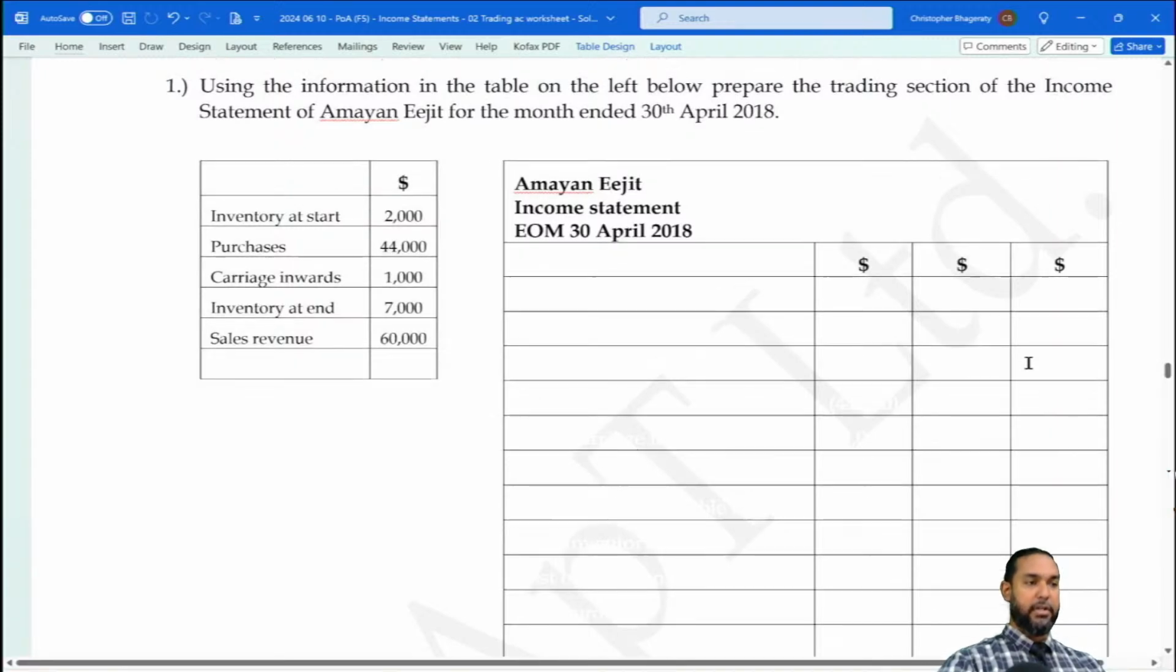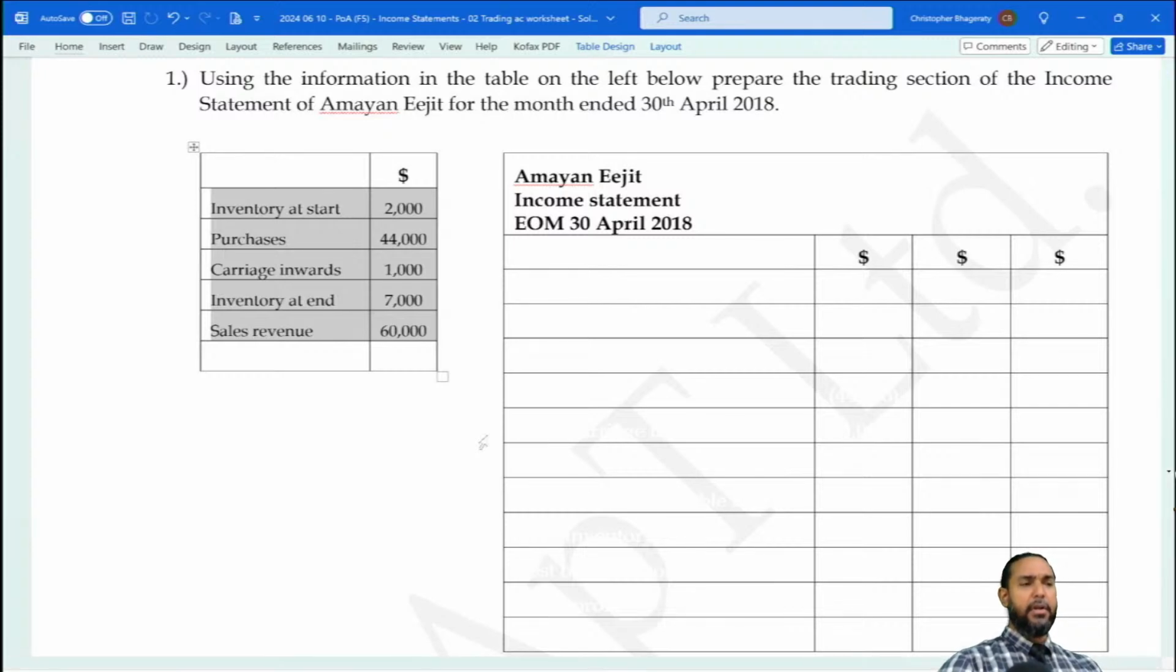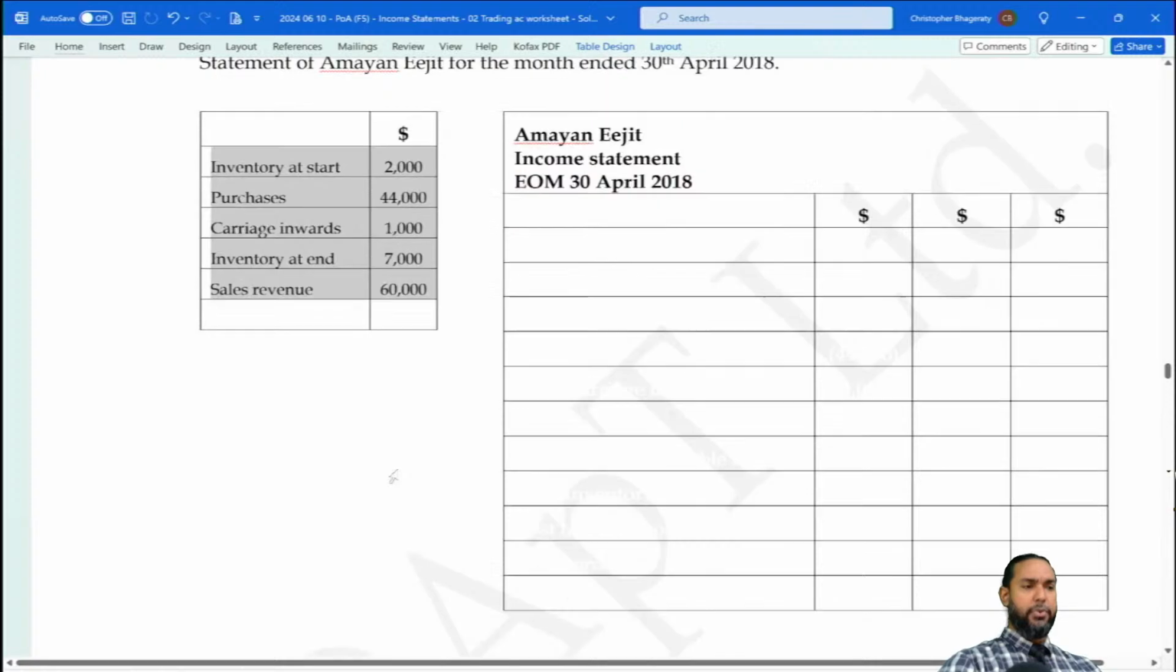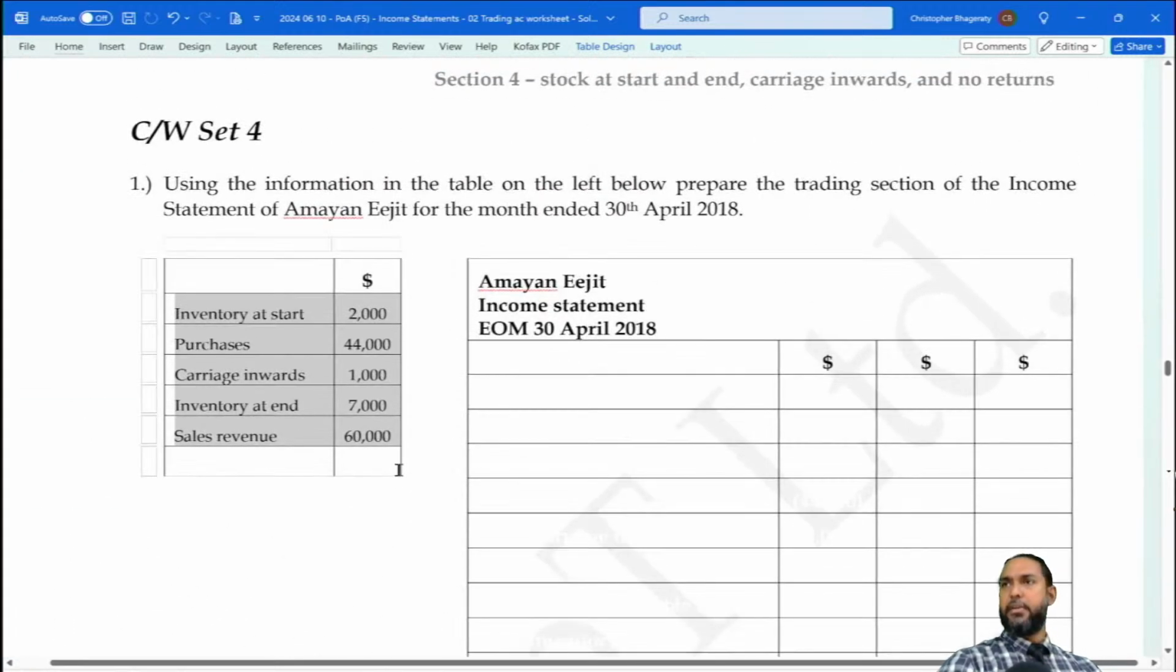Right, so this is Amaya Nijat income statement for the month ended 30th April 2018. So you have your 5 items here. So you want the gross profit using the information. Yeah, you know what? I think I'll see if we can do two questions from here. I won't rush down the last thing because we have class Wednesday.